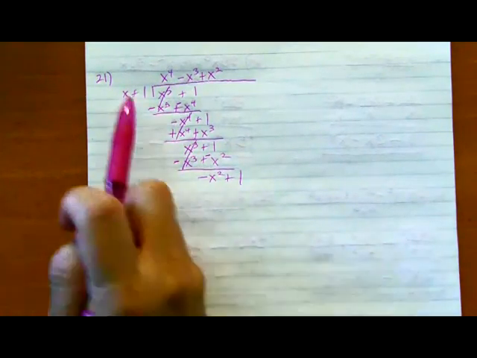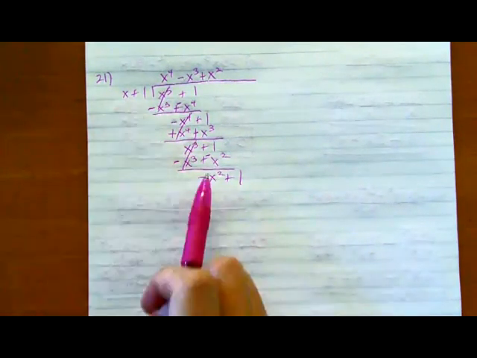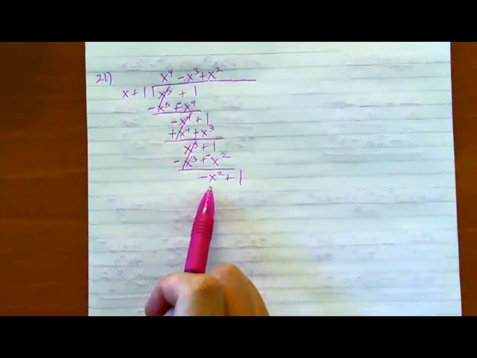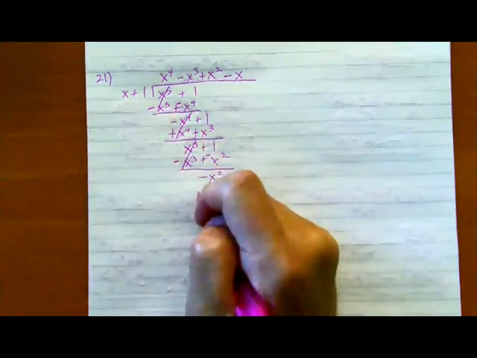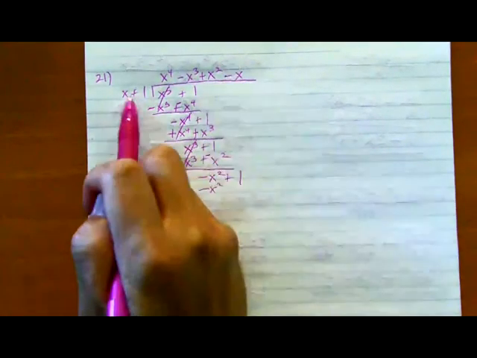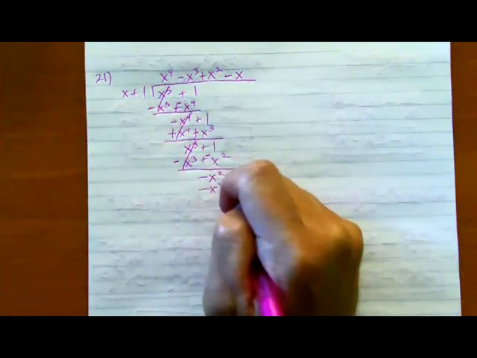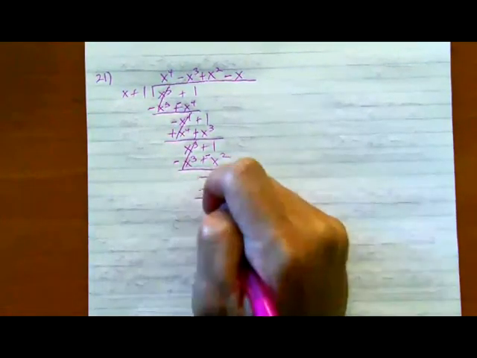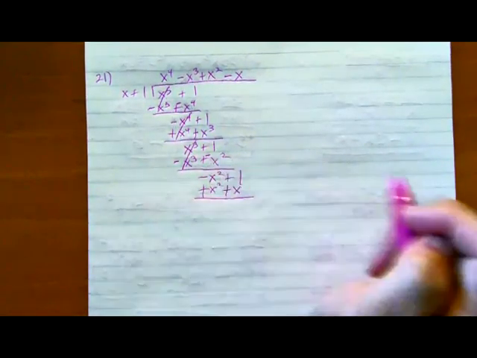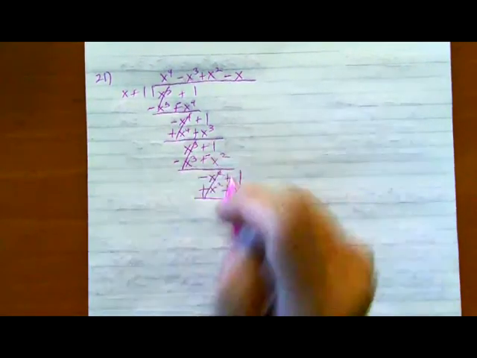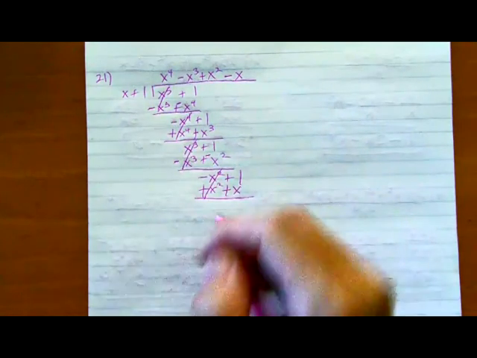We'll do it again. Something times x is negative x to the second. A negative x. Negative x times x is negative x to the second. We need to multiply to the 1 as well, so that's a negative x. The signs change because we need to subtract, so this becomes plus and that becomes plus. Those terms cancel. You have x plus 1.